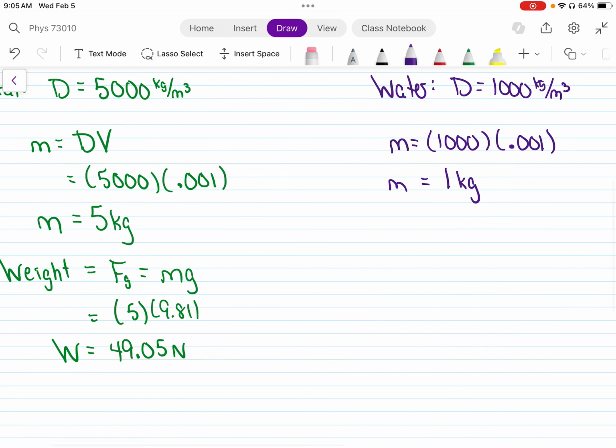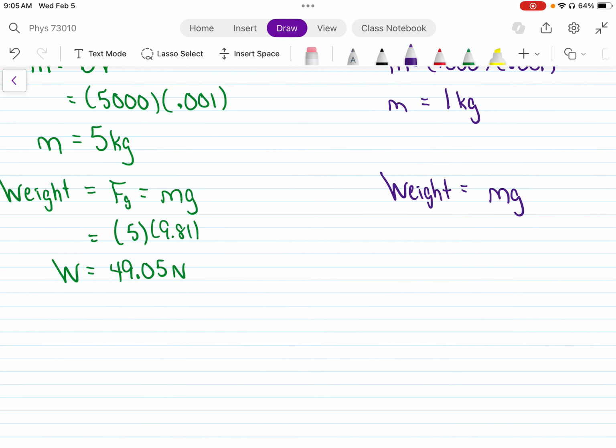That tells us the mass of the water that's displaced. For the weight of the water that's displaced, we don't really like the word weight in physics, but it's mass times 9.81. In this case, it's 1 times 9.81. So the weight of the displaced water is 9.81 newtons. This one over here is the water. This one over here is the weight of the metal.